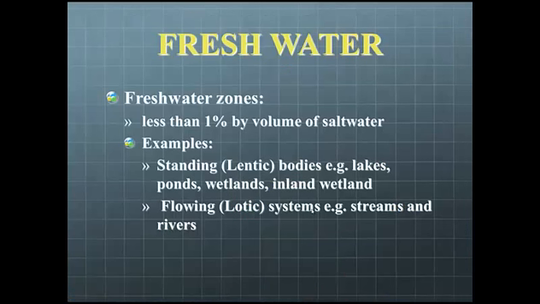So let's move away from some of these terrestrial ecosystems and talk a little bit more about our aquatic ecosystems. Our freshwater zones are less than 1% the volume of saltwater. That could be lakes, ponds, inland wetlands, as well as some of the streams and rivers, right? And the differences between those are your standing as well as your flowing bodies.